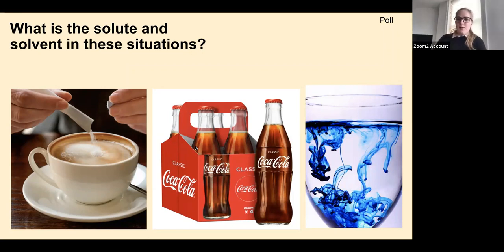Question 2 was trickier. So in a bottle of Coca-Cola, there is some water, carbon dioxide, sugar, and flavoring. So what are the solutes? The correct answer was actually sugar, flavoring, and carbon dioxide. So this is a little trickier, but the carbon dioxide is actually also dissolved in the water in your soda. So the carbon dioxide would also be one of your solutes. And finally, you add some food coloring to a glass of water. What is the solvent? And the water is actually the solvent in this situation because the water is what you're dissolving your food coloring in. Great.